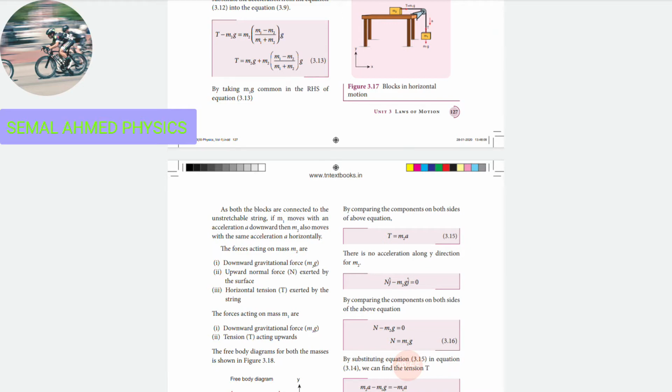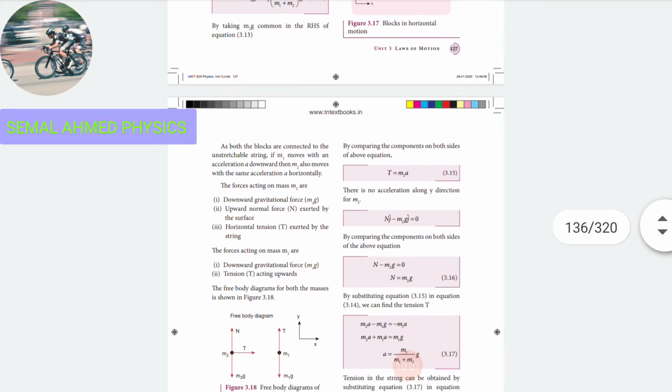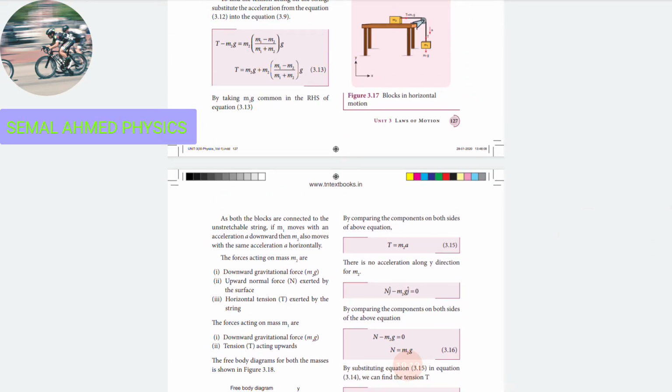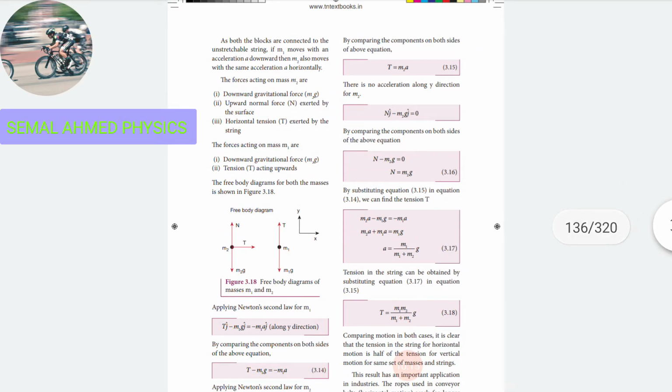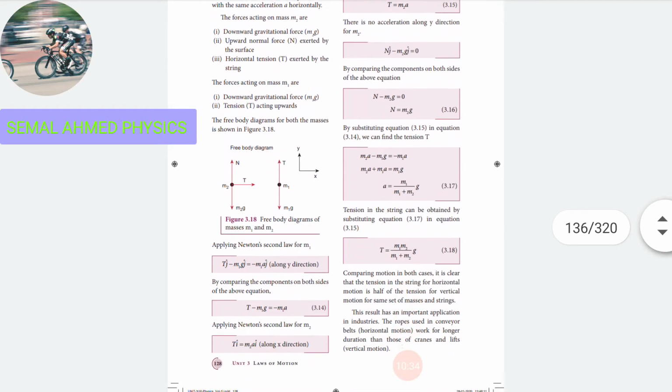Now the forces acting on mass m1, which is hanging. Only two forces are acting: the downward gravitational force m1 g, and the upward tension force acting on mass m1. A free body diagram is useful for easy understanding, as you can see the motion of an object and its directions. In diagram 3.18, the horizontal motion of a block is given, and the respective free body diagram is shown here.